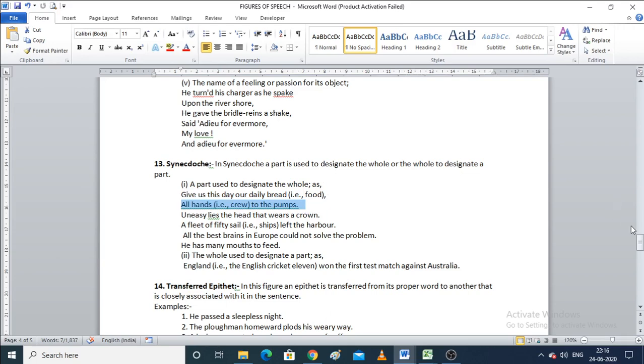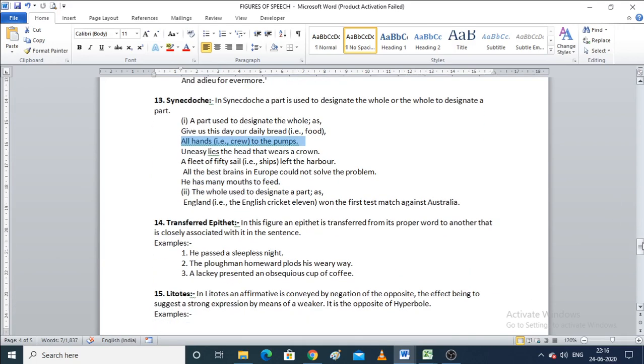Now the 14th one, which is transferred epithet. In this figure, an epithet is transferred from its proper word to another that is closely associated with it in the sentence. He passed a sleepless night. The ploughman homeward plods his weary way. A lackey presented an obsequious cup of coffee.